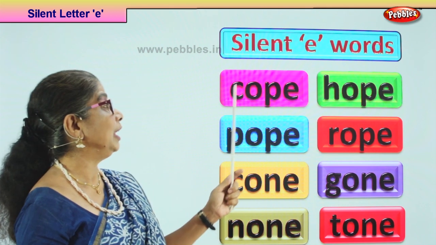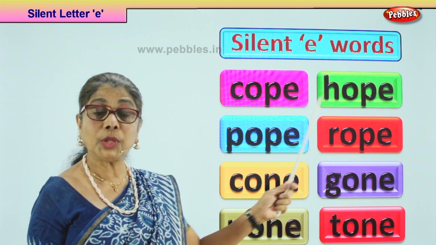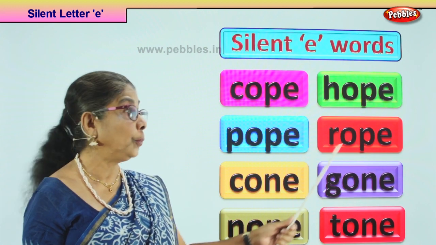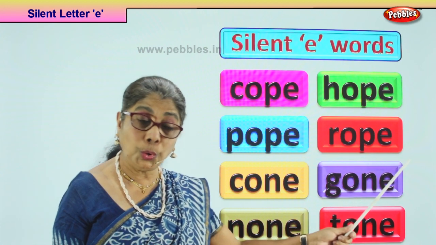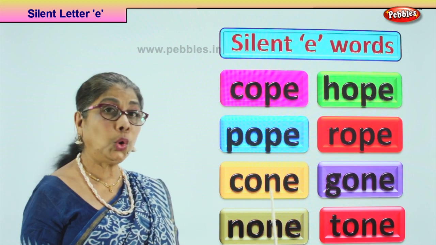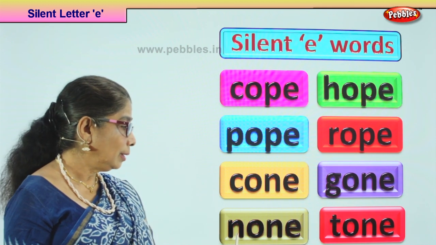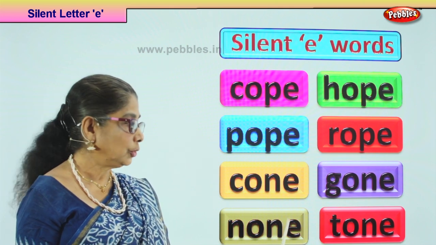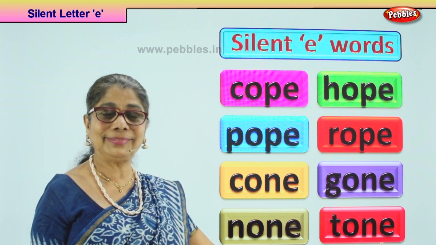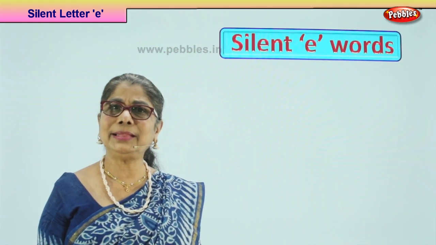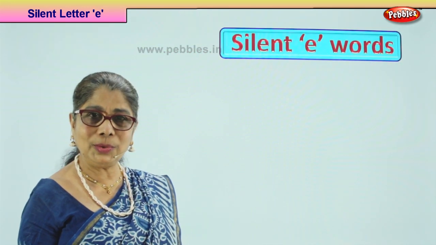Good. Read after me. Cope, hope, pope, rope, cone, gone, none, torn. Good. We have one more set. Take another set of silent E words.